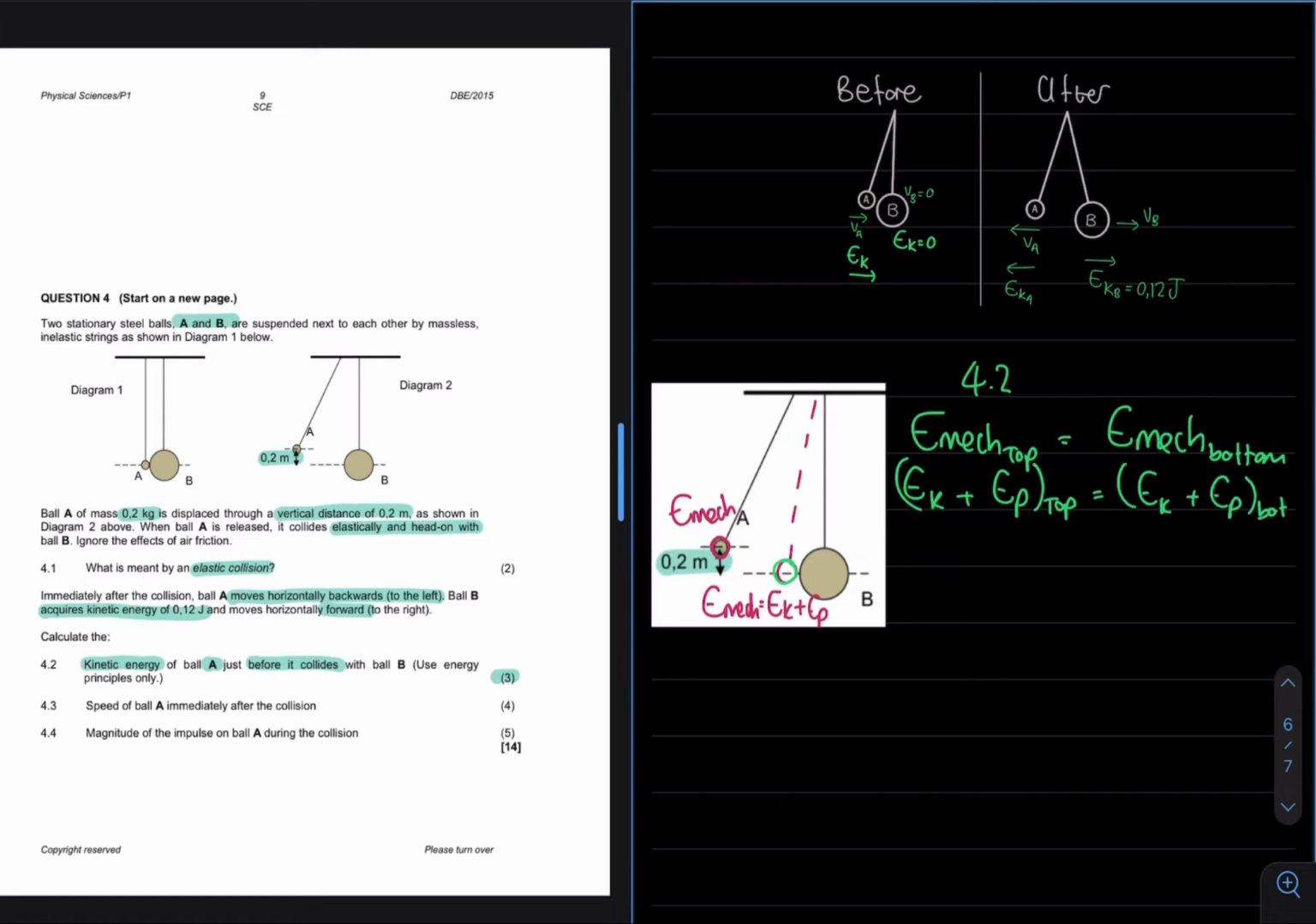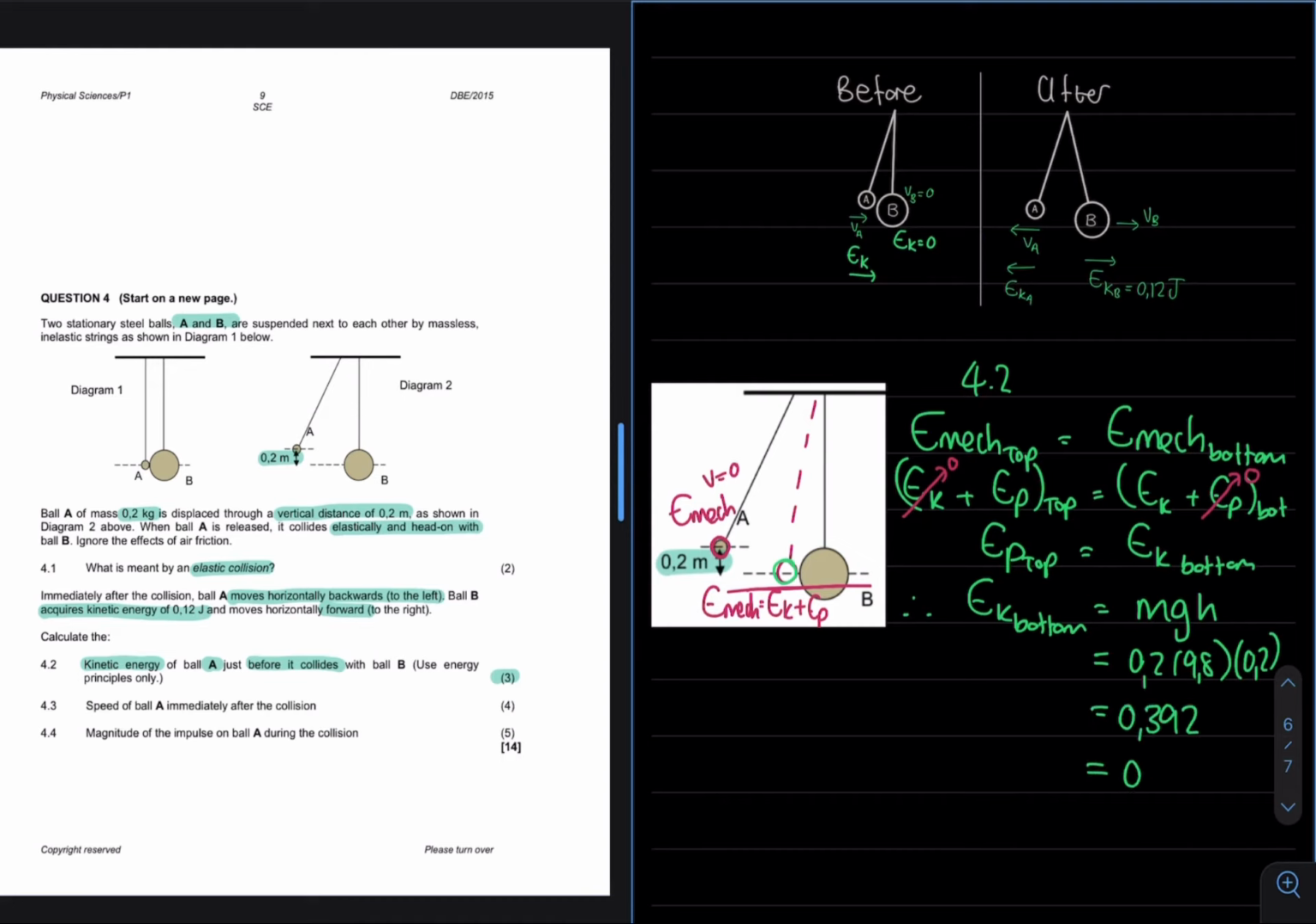Now, seeing as my pendulum is released from rest, the velocity at the top would be equal to 0, which means that the kinetic energy is 0. As my pendulum moves to its bottom position, it means that the height is 0, which also says that the potential energy at the bottom would be equal to 0. Therefore, we have the potential energy at the top equal to the kinetic energy at the bottom, which gives you an energy of 0.39 joule.